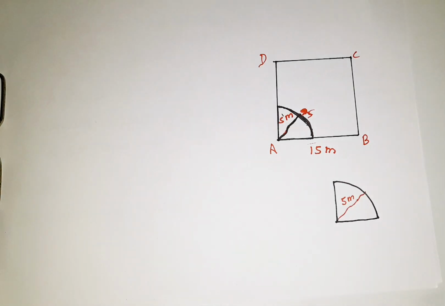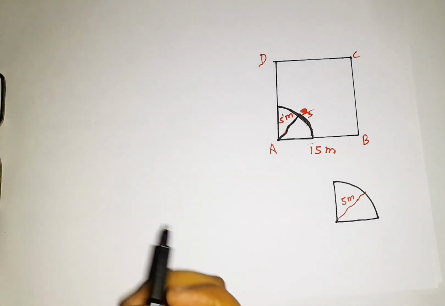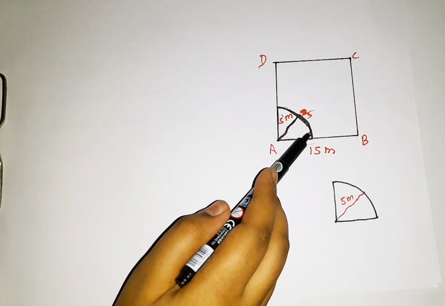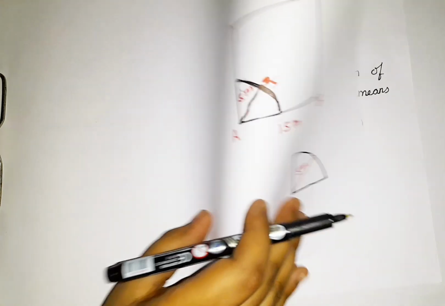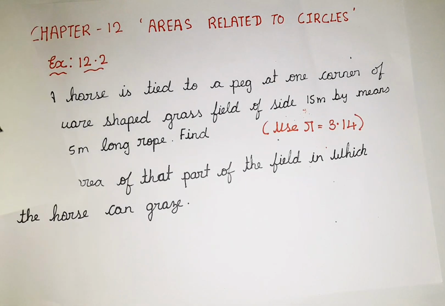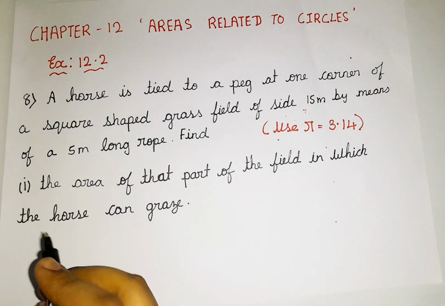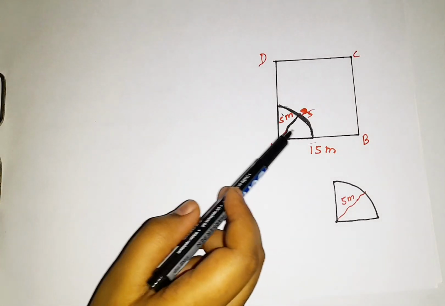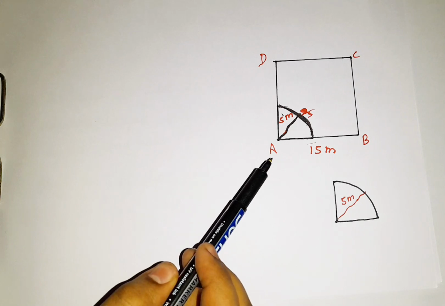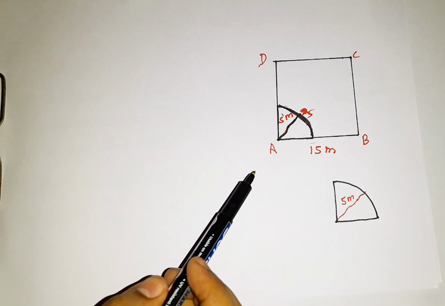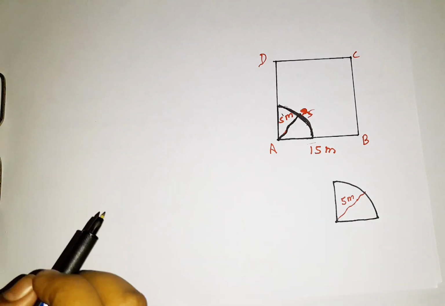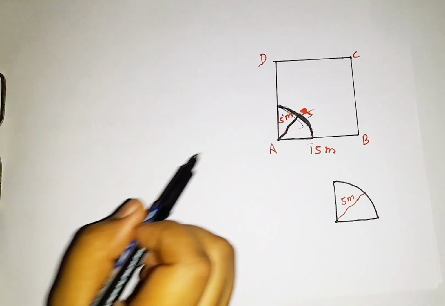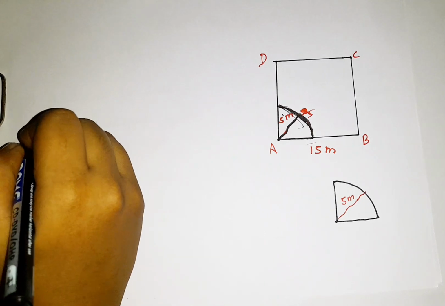Now we can apply the formula for a sector, right? Since we have a sector right over here, we can apply the area of a sector. Why? Because we want to find the area in which the horse can graze. I just found that the horse can graze only in the sector, but we want the area. So to find the area, we are going to be finding the area of the sector.